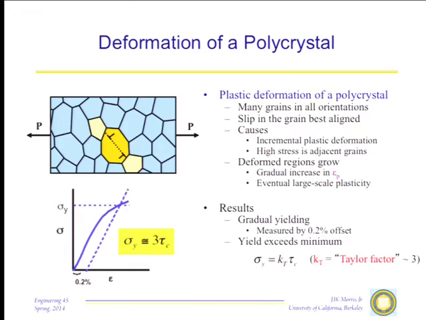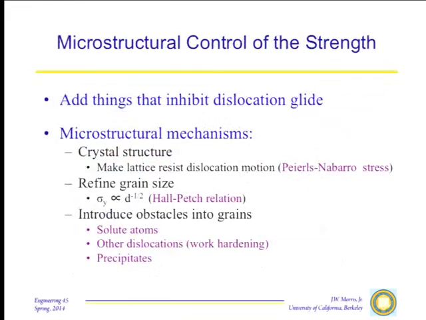The computation of that has been done in various ways, and the conclusion gives a sigma y proportional to tau c by a factor kt, which is called the Taylor factor after the first guy who tried to calculate it. And that turns out to be about 3. So to a pretty good approximation, you can say the yield strength of a random polycrystal, particularly cubic material, is going to be about 3 times the critical resolved shear stress. And this relation works pretty well for most materials.